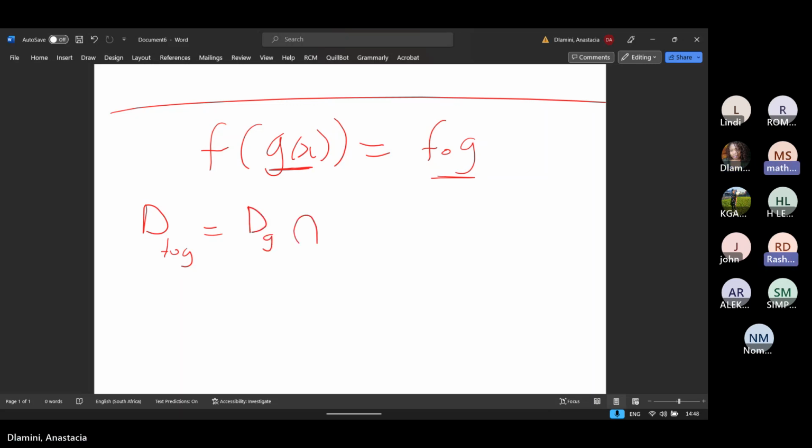Lead domain expression. So if, let's say, 1 over x, the domain of the expression of the composite function. Okay.